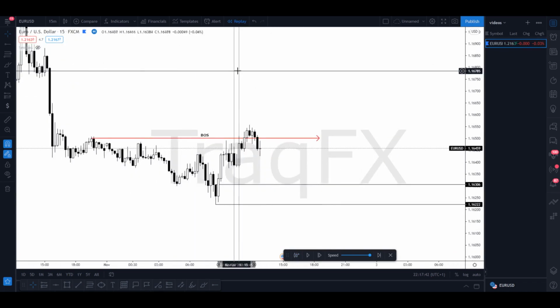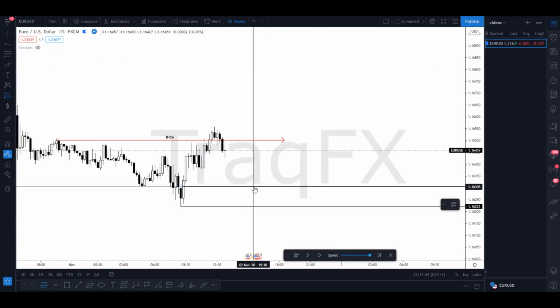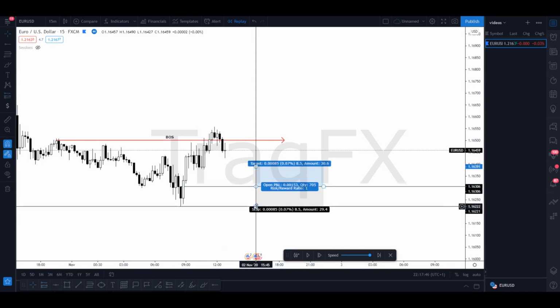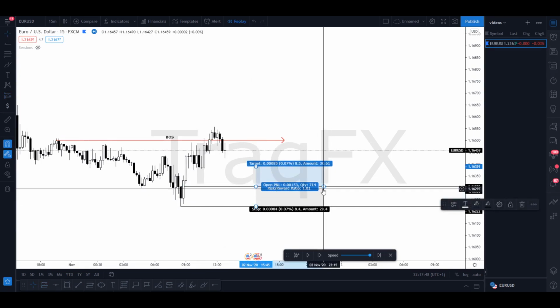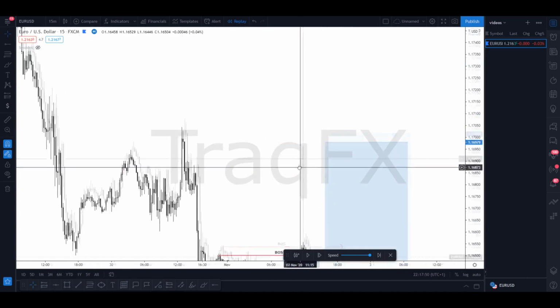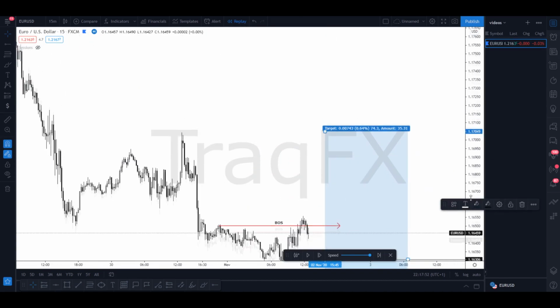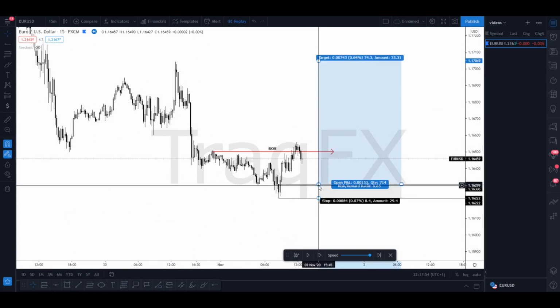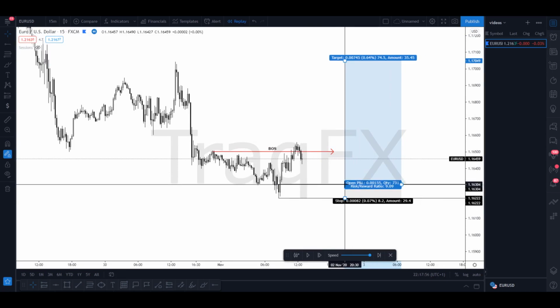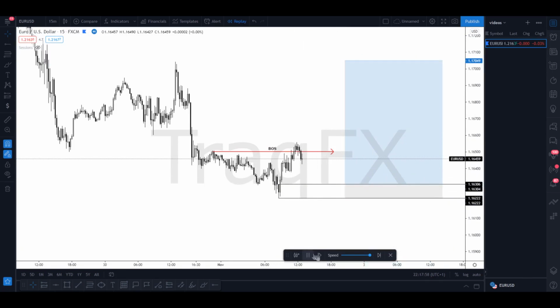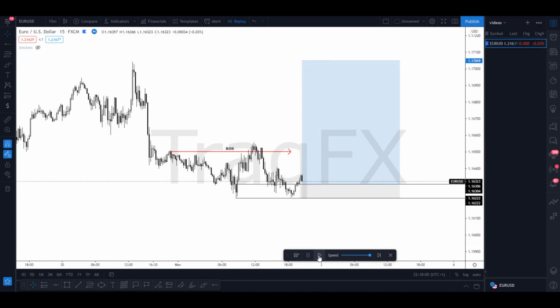Once we see that proper break of structure, at this point I would have my area of focus right here with a buy limit, stop loss at the low. Make sure you account for the spread, and then TP just the next high, because TP could be the next high depending on how you trade. I change my mood a lot. Sometimes I like swinging, sometimes I like scalping. Just depends on my mood, to be honest.